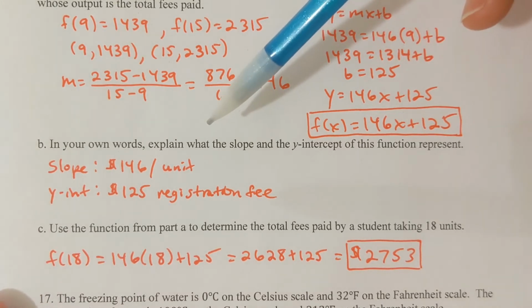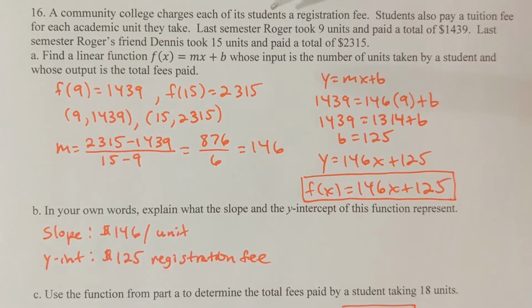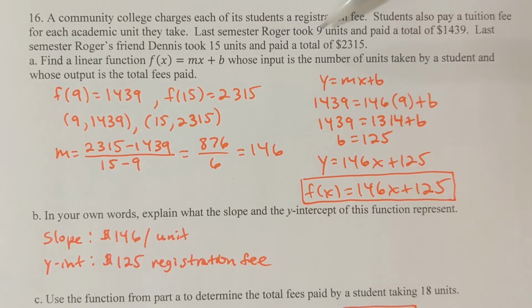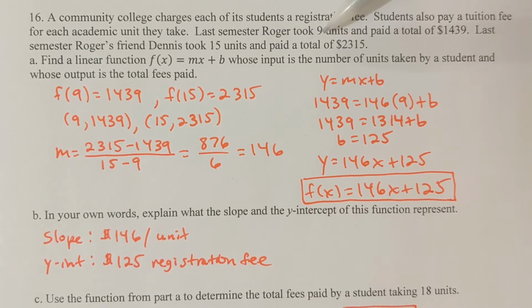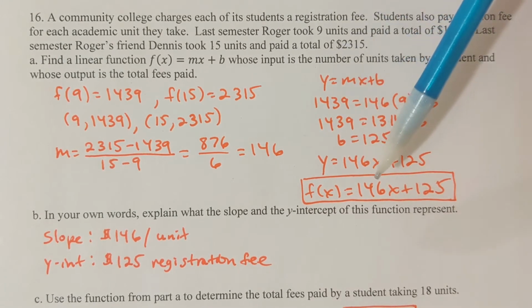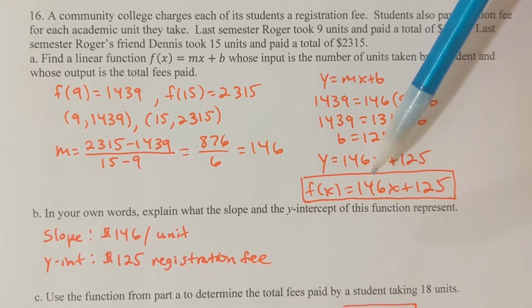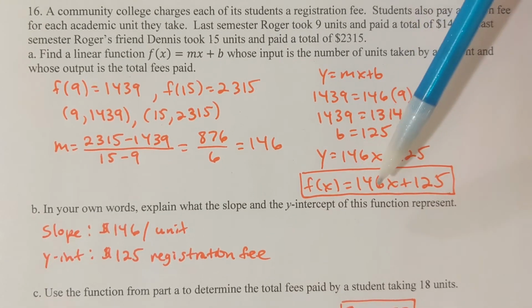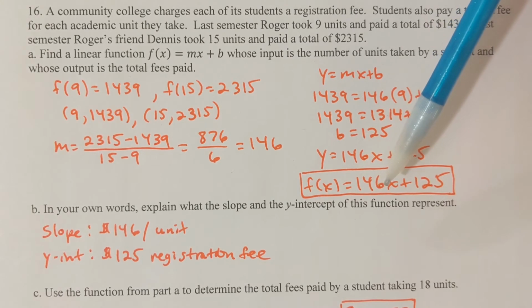Well, the x, by the way, is the number of units that somebody is taking for that semester. Y is the amount that they would be paying for that semester. So the 146 would be the cost per unit.